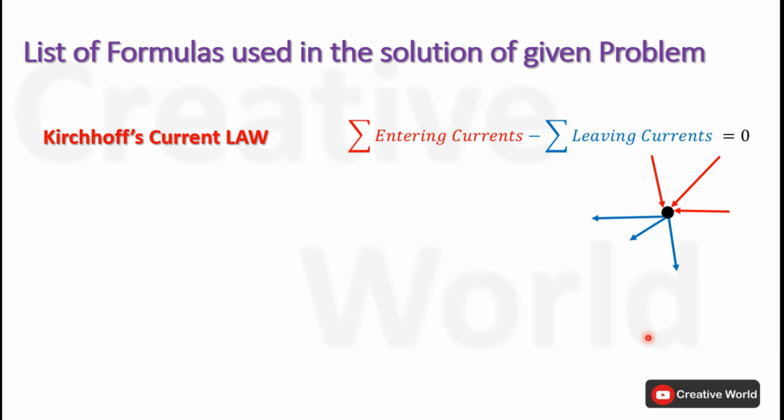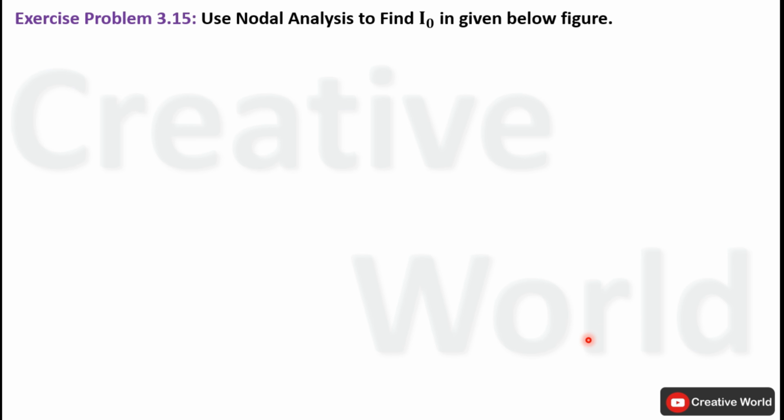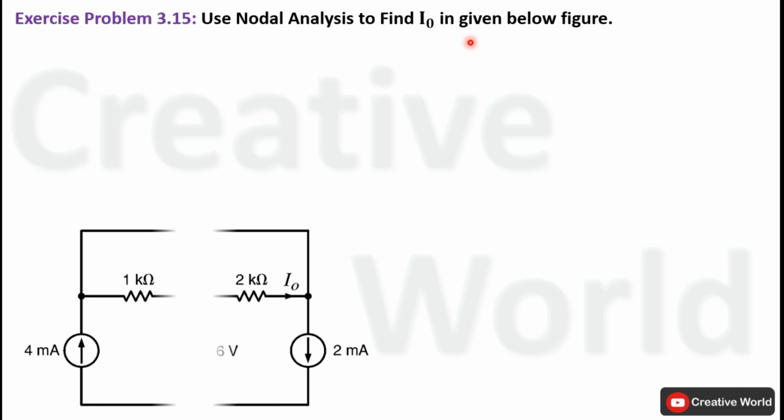We also will be using Ohm's law. According to this law, voltage across any resistance R is the product of current through it and the value of resistance itself. Now move towards the problem. Exercise problem number 3.15. Use nodal analysis to find the value of current I0 in given below figure.